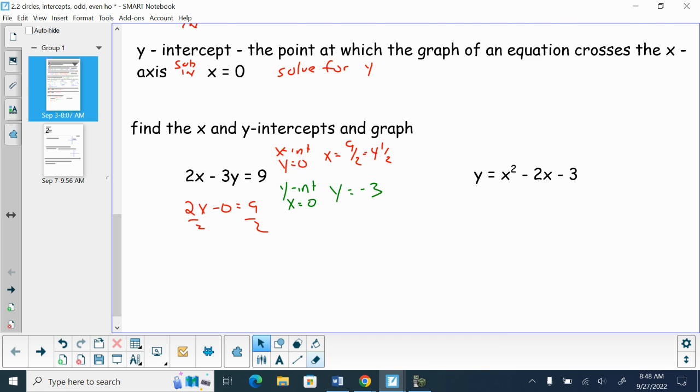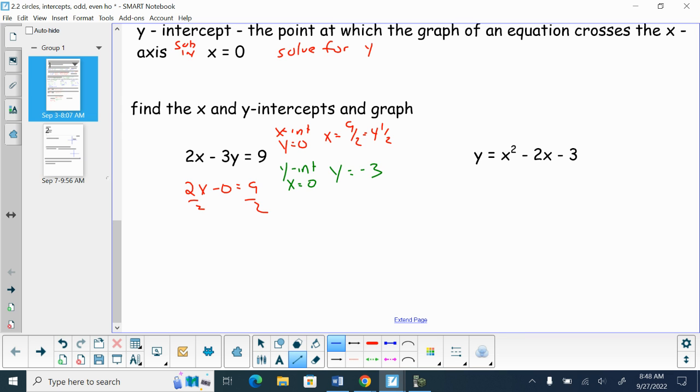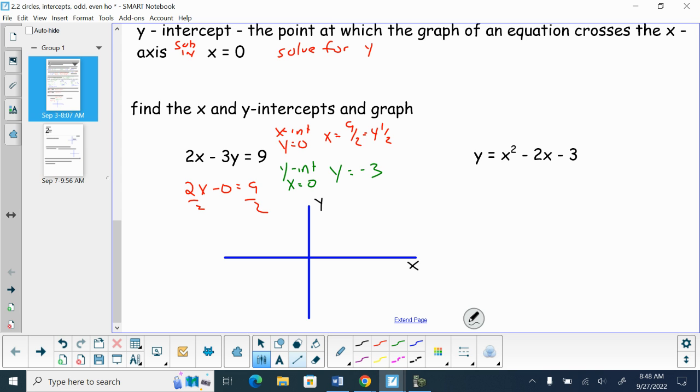So if I'm looking at this graph, I have an x-intercept at 4.5. I have a y-intercept at -3. Here are my 2 points, and I could draw my line.